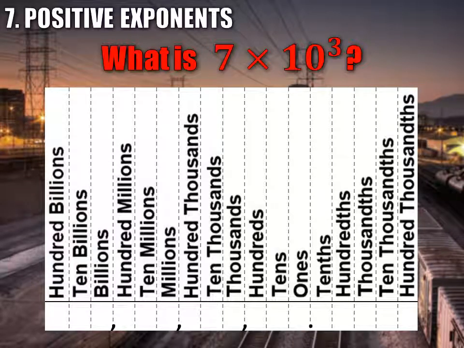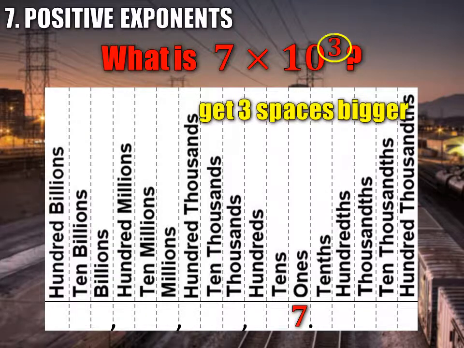So essentially what we're doing here is we're taking the number 7 and we're multiplying it times 10 3 times. If it was just 7 times 10 one time, then we would just move the 7 one space larger. But since it's multiplied by 10 3 times, that means we're going to get 3 spaces bigger. Each times 10 makes this one space bigger. So if we place our number 7 in the ones place and make it 3 spaces larger, then you can see we have the number 7,000.